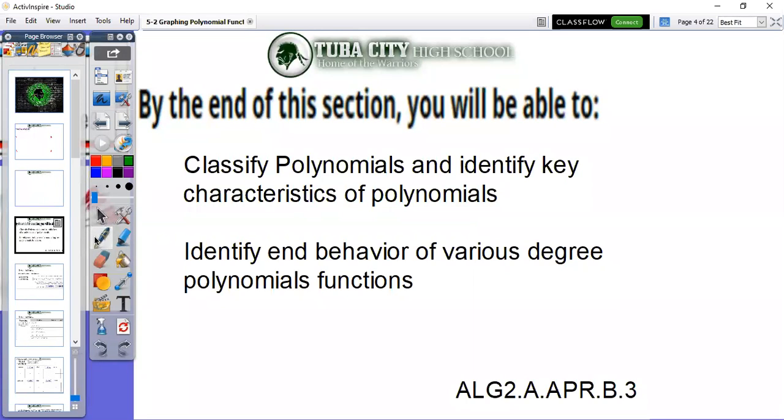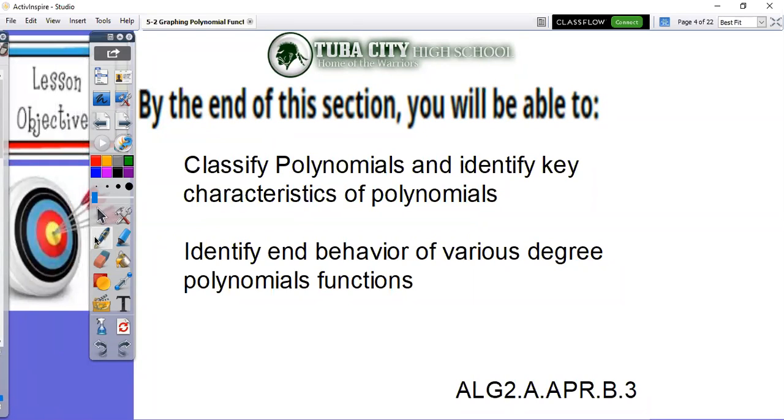Today, we're going to classify polynomials and identify key characteristics of polynomials. And we'll also identify the end behavior of various degree polynomial functions.